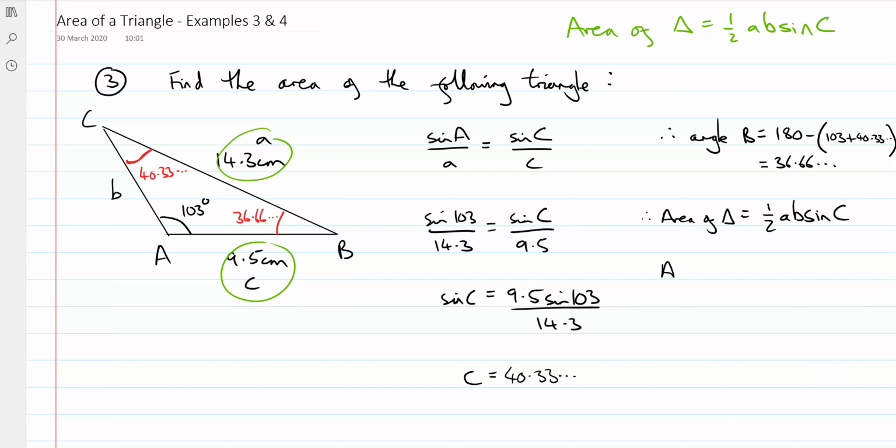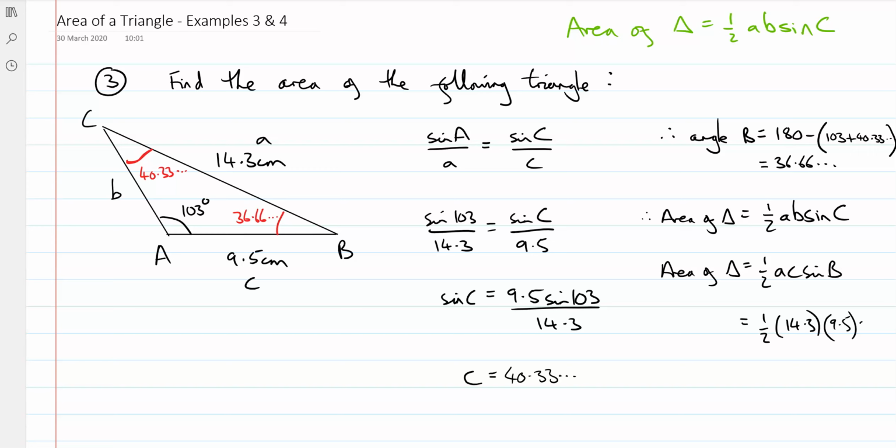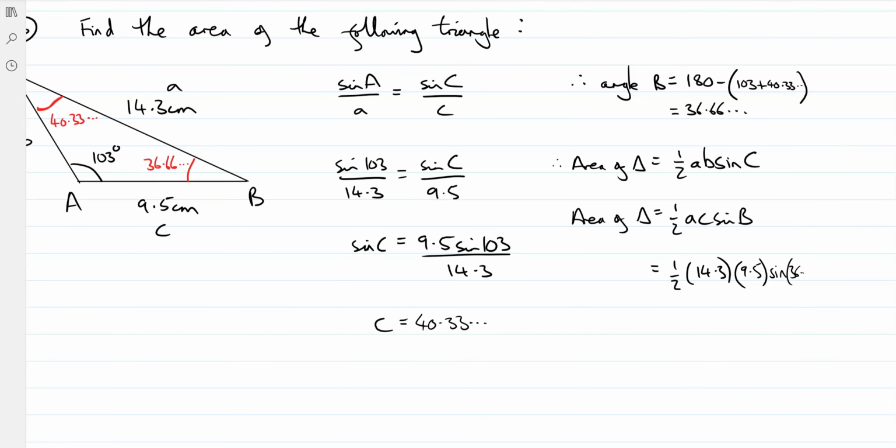So here it will be a half AC, and I've got B as the angle, that 36.66 is B, so sine B. So again, two lengths, angle between them, sub in a half A, which is 14.3, C, which is 9.5, squeeze this on, sine of 36, oh, sorry, in fact I can move along slightly.